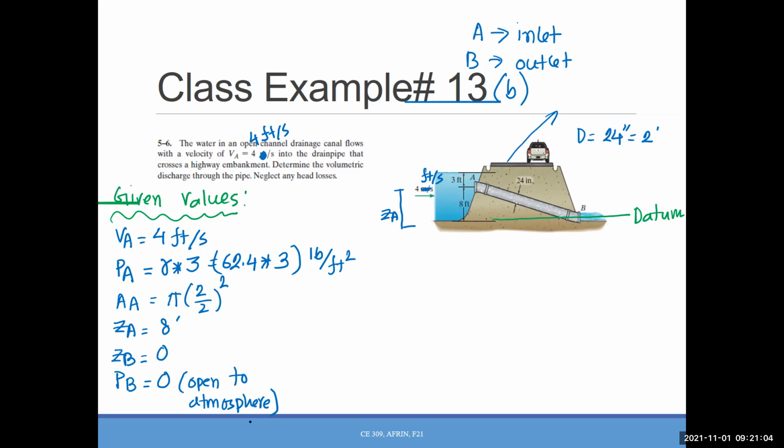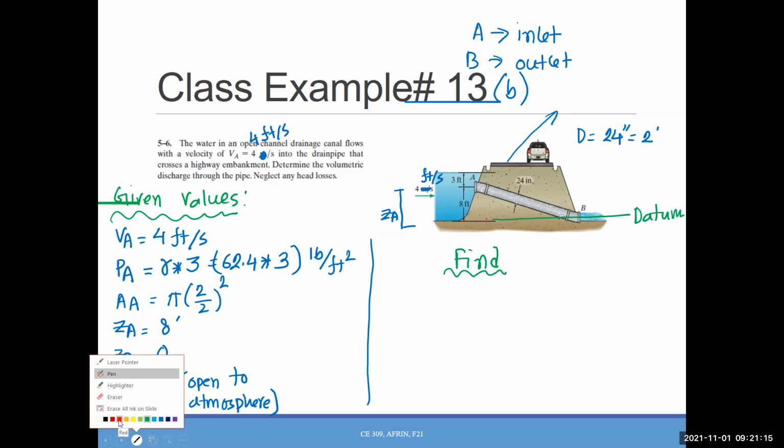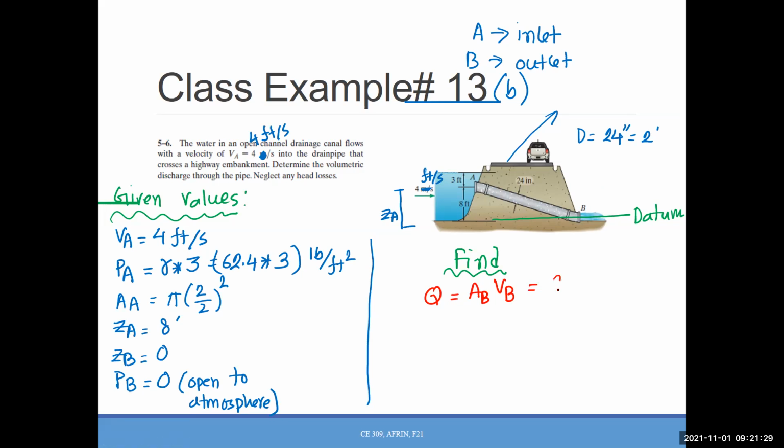Atmosphere. Okay, I think those are the given values here. You need to find the volumetric flow rate through the pipe, which is Q, and that should be AB times VB. You know the AB, so you just need to calculate the VB, right? Okay. Just to make sure, this pressure would be zero, like what we have is gauge pressure, not absolute pressure. Yes, not the absolute pressure.